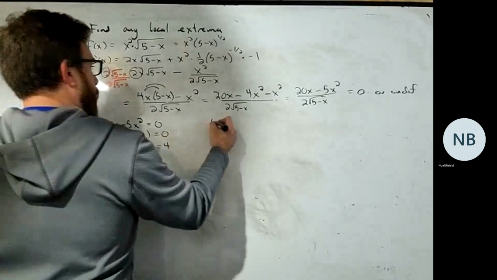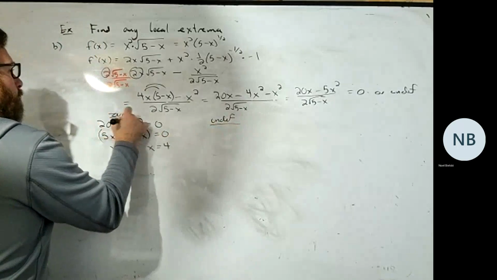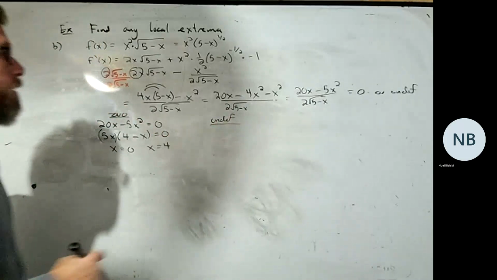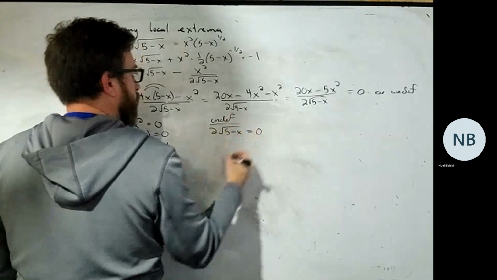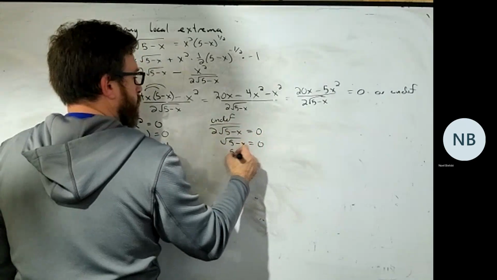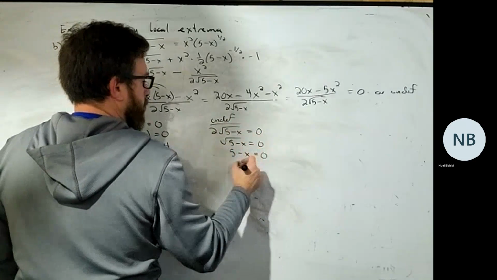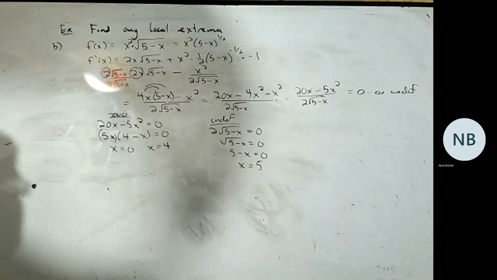Now, where it's undefined is going to happen when the denominator is equal to 0. So 2 times the square root of 5 minus x is 0. Divide by 2, so the square root of 5 minus x is 0. Squaring both sides and then adding x, x is 5. So those are our critical points.